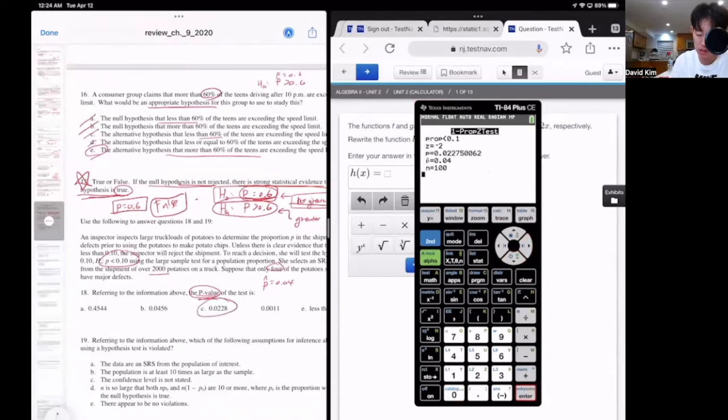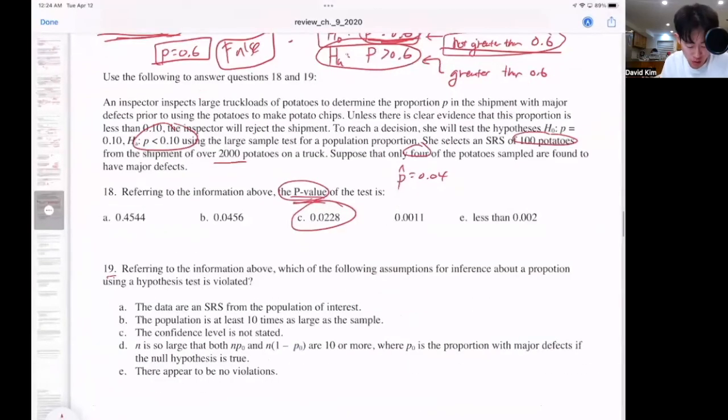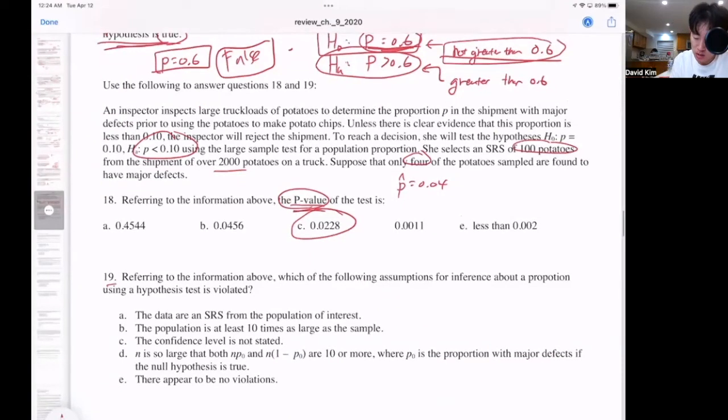So the answer to this should be C. Number 19, referring to the information above, which of the following assumptions for inference about a proportion using hypothesis testing is violated? So SRS is there, so that doesn't violate anything. And more than anything, it actually proves the condition for the plan portion. The population is at least 10 times as large as the sample. Yes, because it's over 2,000 potatoes.